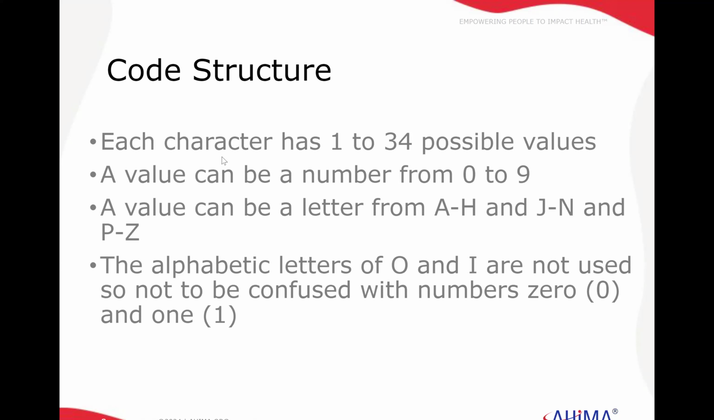Each character, 1 through 7, has 1 to 34 possible values. A value can either be a number from 0 to 9, or it can be a letter. The letters are A through H, J through N, and P through Z. You'll notice that the letters O and I are not used so they don't get confused with the number 0 or the number 1.